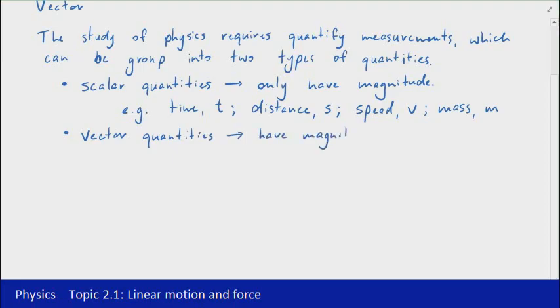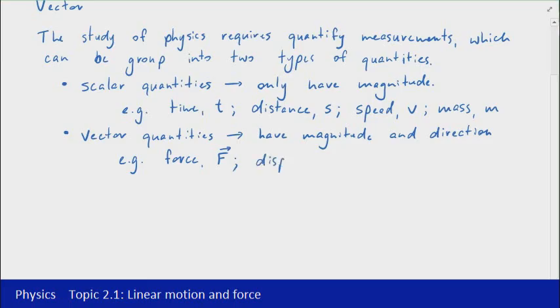So all measurements are going to have a magnitude associated with them, but a vector quantity also has a direction associated with it. So some examples of things that we could talk about with vectors are things like force, so how much force you place on something. Now the symbol that we're going to use for force is going to be F with an arrow over the top. So if there's a quantity that's a vector, we're going to use an arrow over the top.